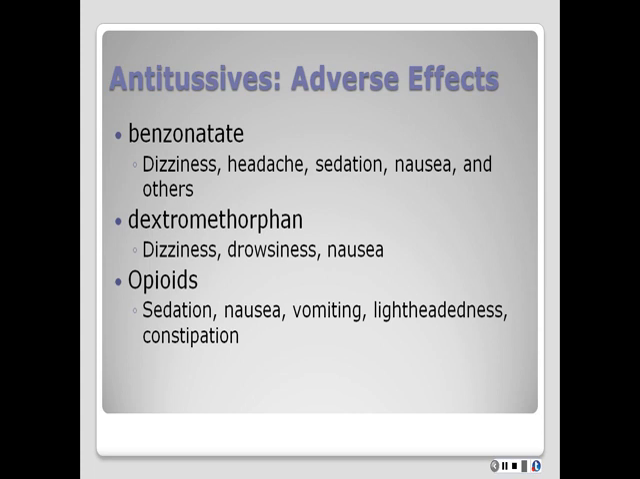Signs and symptoms vary depending on the drug. For benzonatate, there's dizziness, headache, sedation, nausea, and some others. The dextromethorphan, dizziness, drowsiness, nausea, and then the opioids have that sedative effect, nausea, vomiting, lightheadedness, constipation, all the things that you would see with opioids generally.